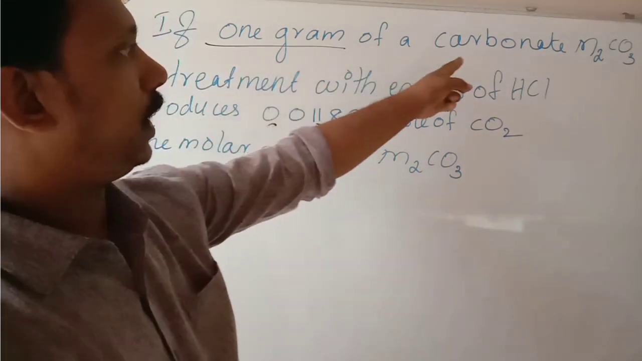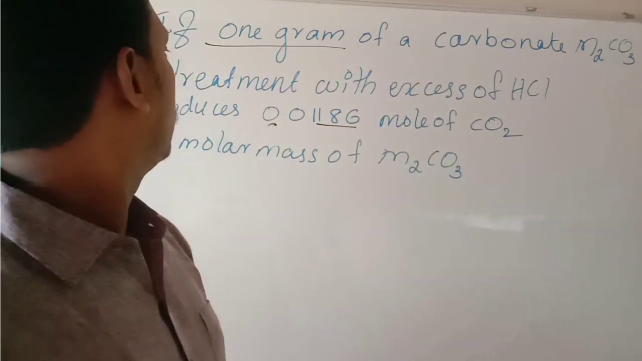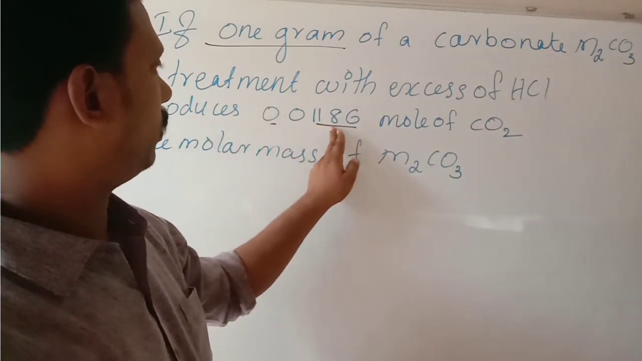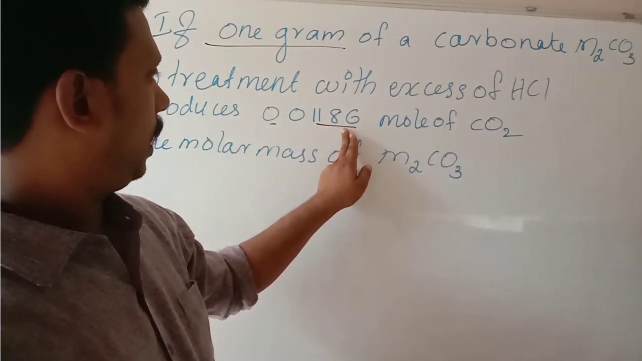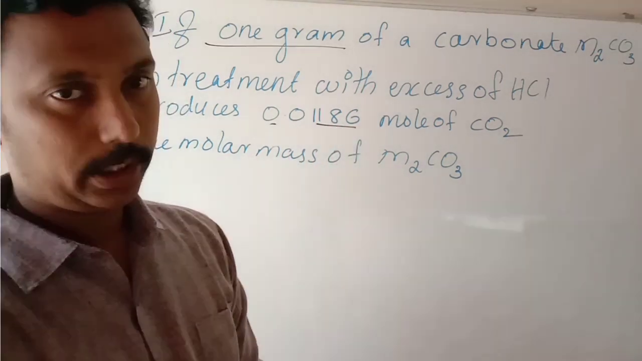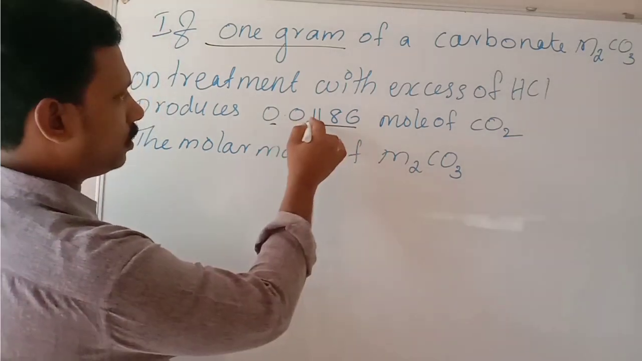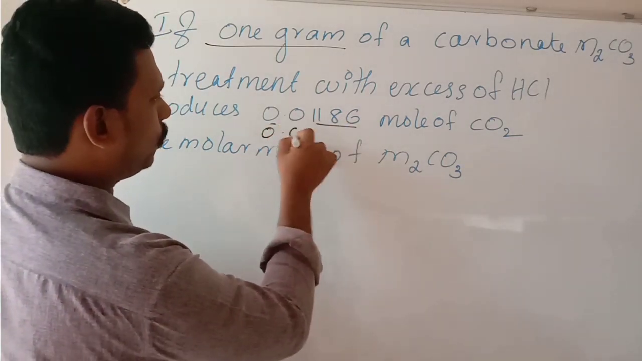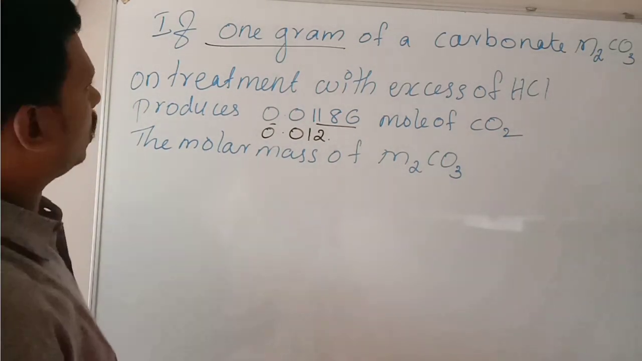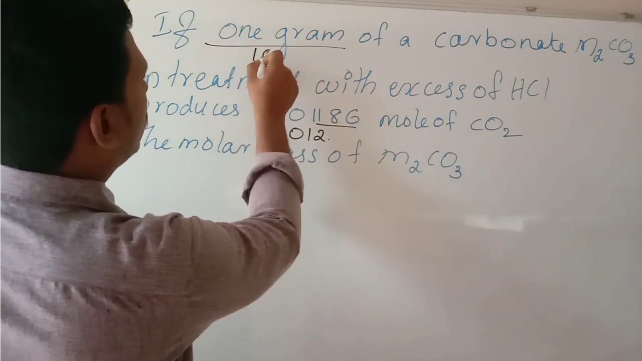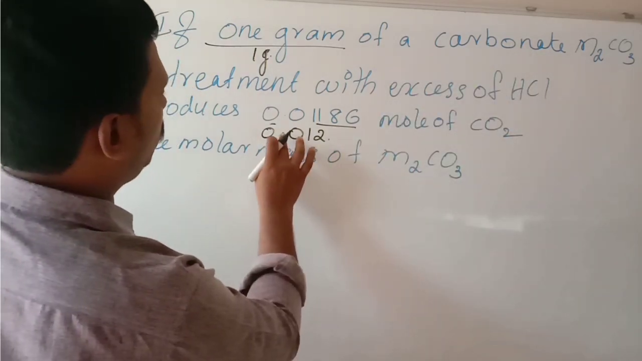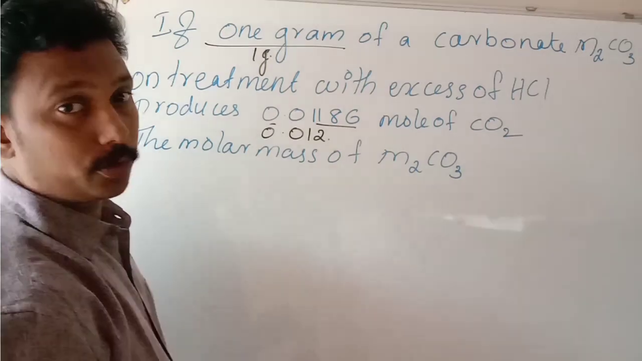If 1 gram of a carbonate M2CO3 on treatment with excess of HCl produces 0.1186 moles of CO2, the molar mass of M2CO3 is. So let us take 0.01186 as 0.012. That's a little more simple to work out. And this is 1 gram of the metal. So 1 gram of the metal carbonate forms 0.012 moles of CO2.